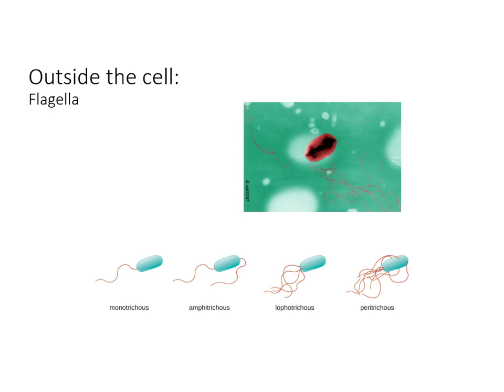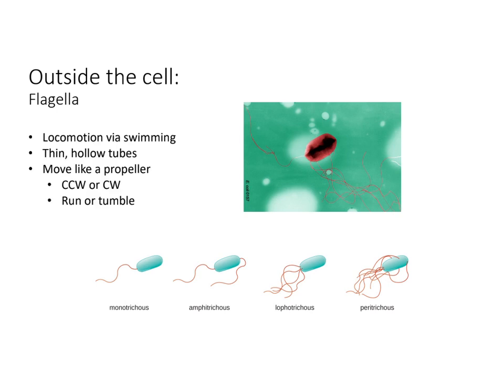Next up, we have flagella. You've probably all heard of flagella before. They're these long, thin appendages that come off of our bacteria, and they're used for locomotion. This type of locomotion is generally called swimming, and it's carried out by movement of these flagella. The flagella themselves are thin, hollow tubes, and they move like a propeller on a boat.